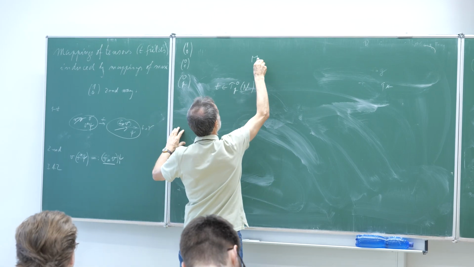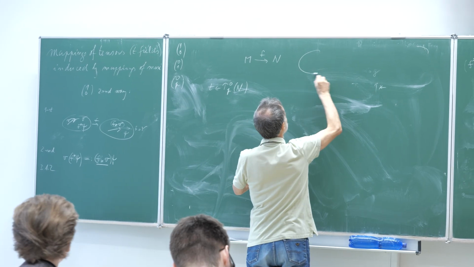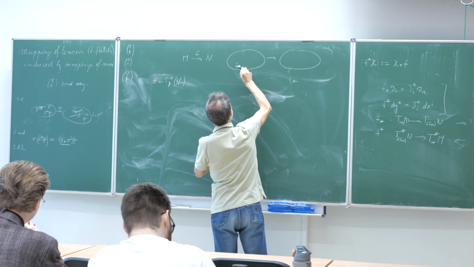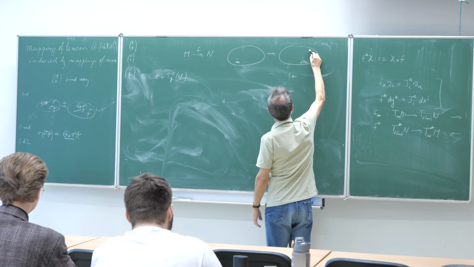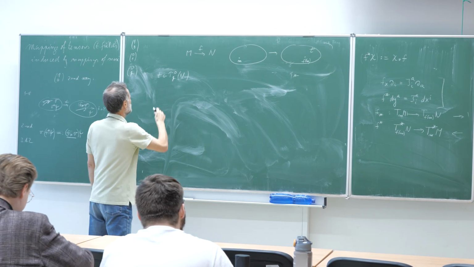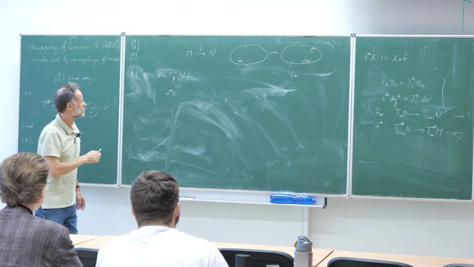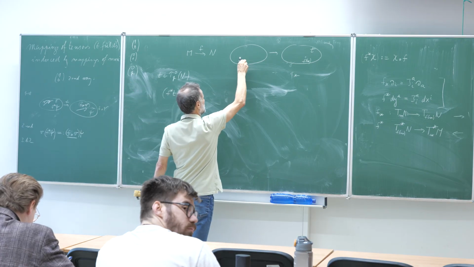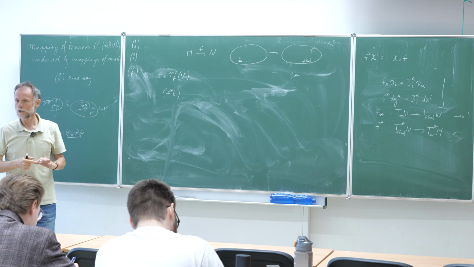Again, maybe the pictures. Here is M, here is F, here is N, and here lives this tensor field. So we will define the pullback of this tensor field, which is sitting at M, if we are doing it in a pointwise way.